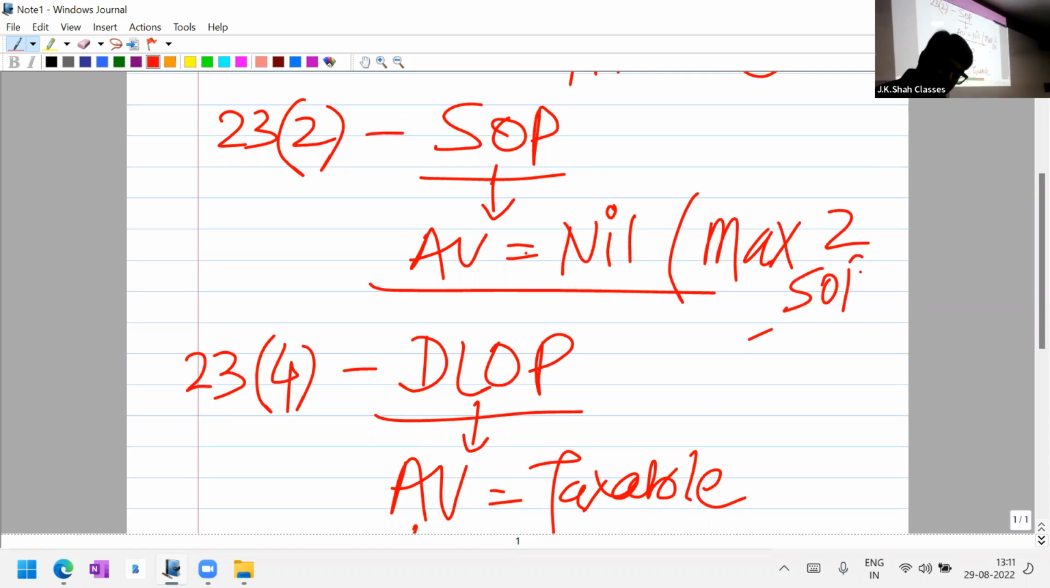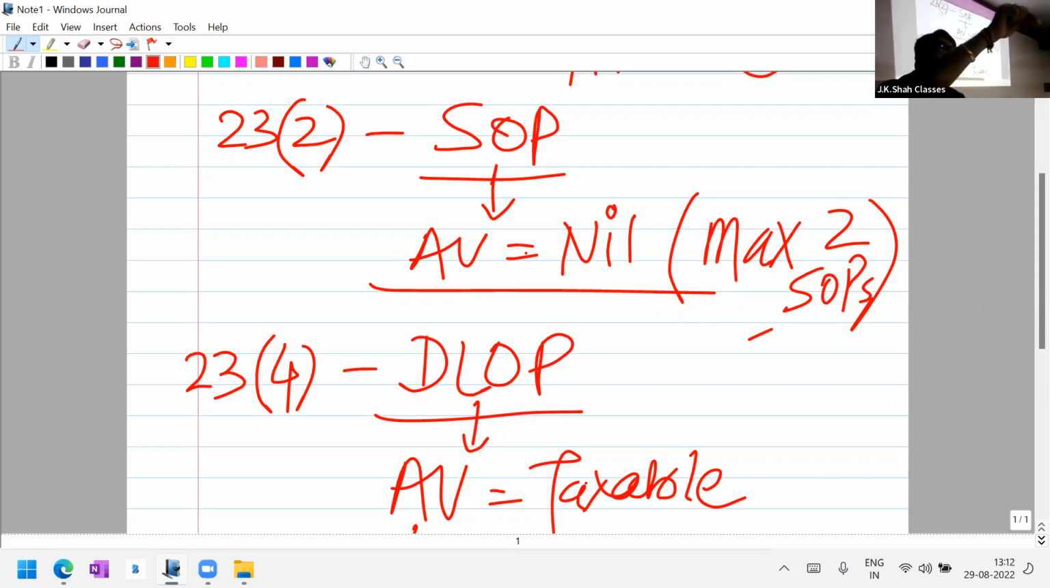And for this, how many SOPs? Maximum 2 SOPs. Understanding? So if I have only one SOP, annual value nil, exempt. If I have 2 SOPs, the annual value of both the SOPs is exempt. What if I have 3 SOPs? For example, if 1 and 2 are exempt, then third will be DLOP. If I exempt 2 and 3, then 1 will be DLOP. If I exempt 1 and 3, then 2 will be DLOP. That is decided by me only, which SOP annual value I will take as exempt.